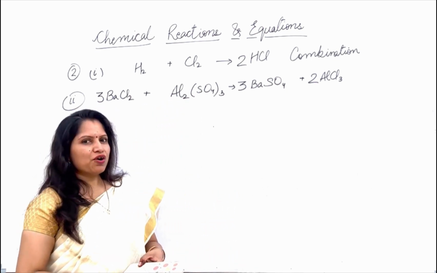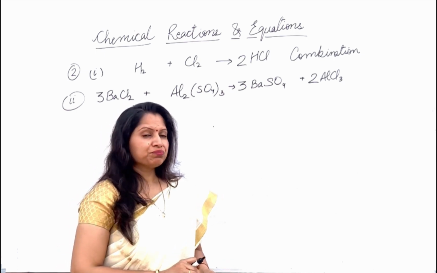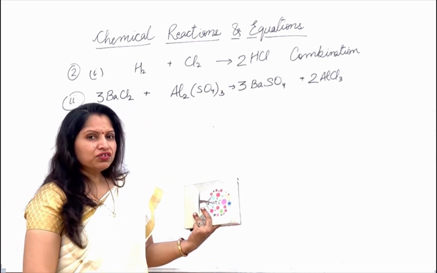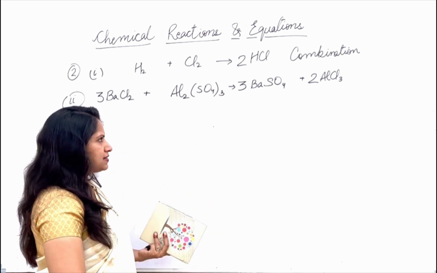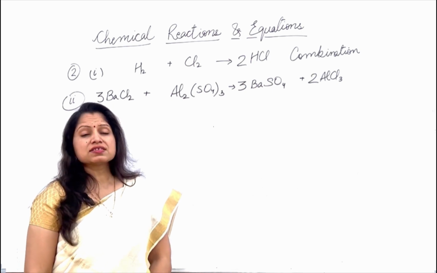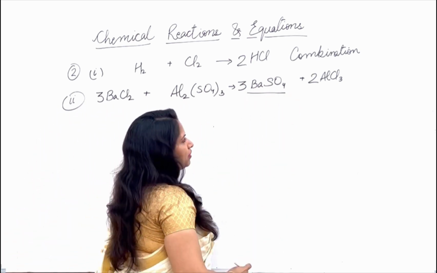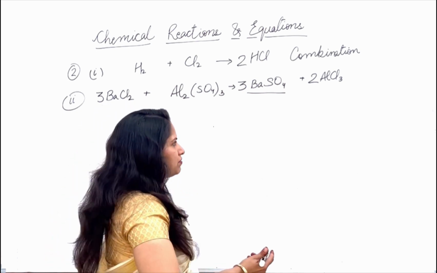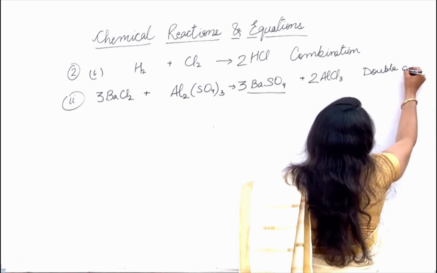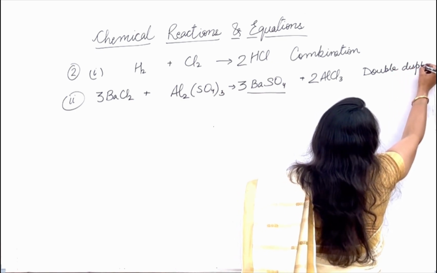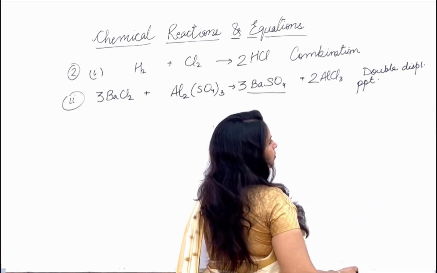Now, type of reaction: just work it out by yourself, think by yourself, and then I'll let you know. So this is an example of a double displacement reaction, because exchange of ions is taking place. Apart from double displacement, it's also a precipitation reaction, because a white colour precipitate of barium sulfate is formed. We have seen that in the experiment. So it's a double displacement as well as a precipitation reaction.